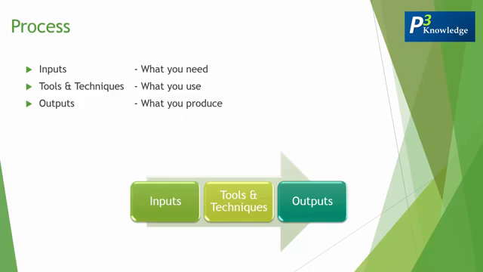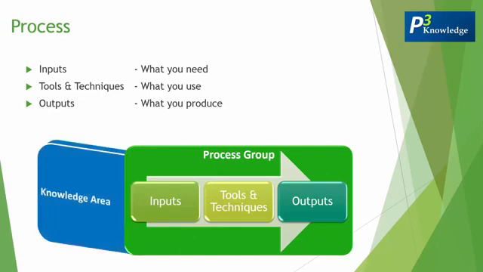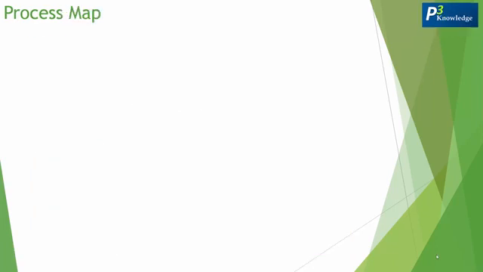Here's a very important point. Since we have 47 processes within the PMBoK, each process should fall under a specific process group and a specific knowledge area. And since we have 47 of them, we will have a process map, which is an overview of the overall processes that fall under each knowledge area and process group. So let's talk about the process map.